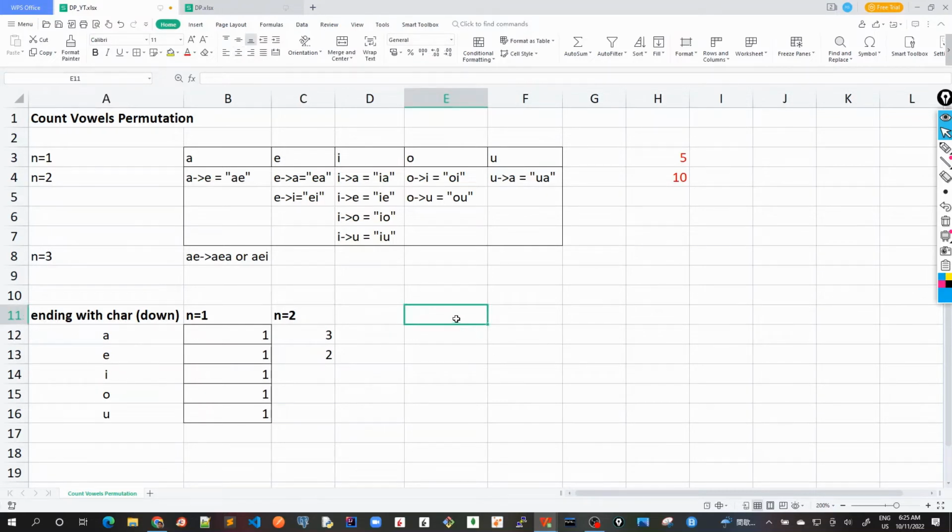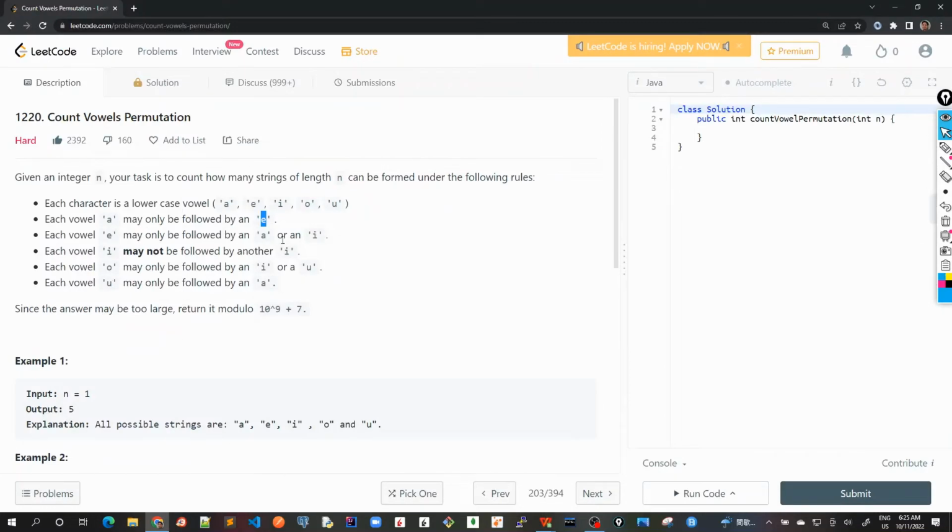Or we can also write this as a formula. If I treat n equal to 2 as A2, the count where we have the last character as A, then we see that it is based on whatever it was for E, right?